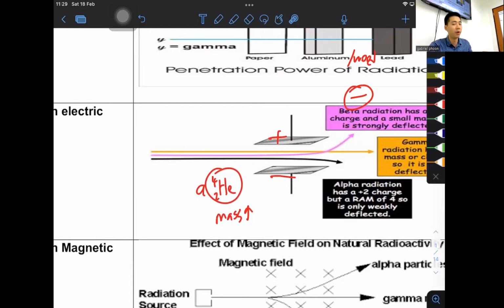This is very, very important in your exam. They will occasionally ask you to draw this kind of diagrams. And when they ask you to draw this kind of diagrams, you better make sure that you draw the beta curve more, right, and the alpha curve less. Very important. Okay.